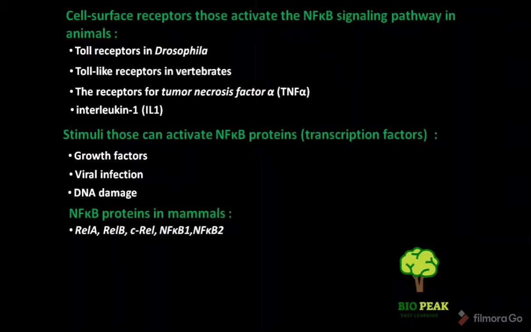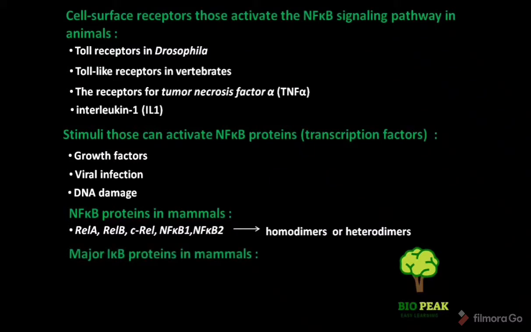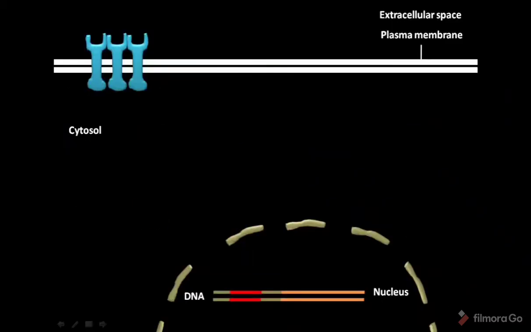They are RelA, RelB, cRel, NFkB1, and NFkB2. They form a variety of homodimers and heterodimers, each of which activates its own characteristic set of genes. Major IkB proteins in mammals are IkB alpha, IkB beta, and IkB epsilon. In the absence of stimulus, the NFkB proteins are bound to inhibitory IkB protein. This IkB maintains NFkB in an inactive state in the cytosol.